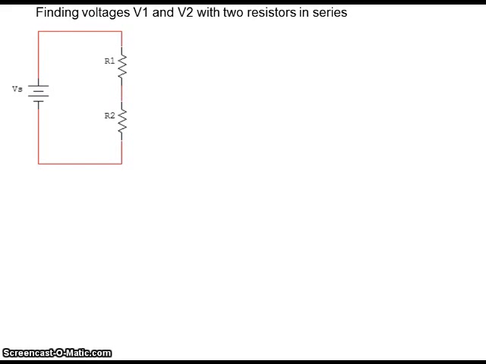On this problem, we're going to use Kirchhoff's voltage law to find V1 and V2. So we know that if we apply Kirchhoff's voltage law around this loop, we're going to have a current I sub x that flows through all the elements. So Kirchhoff's voltage law then will give us that source voltage is going to be equal to V1 plus V2.